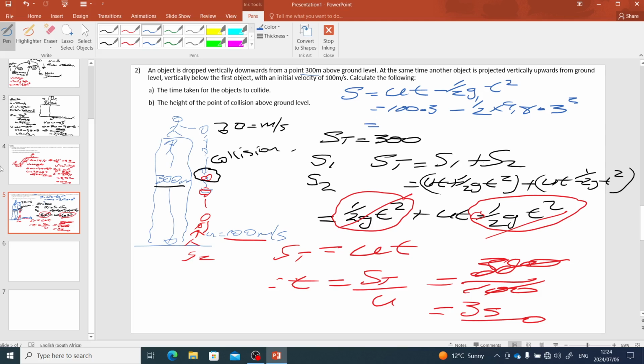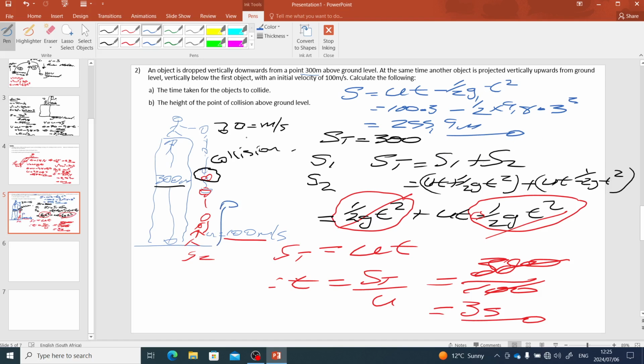Then we get our answer for the height. Let's work it out. It is 300 minus 0.5 times 9.8 multiplied by 9. Then we get our answer as 255.9 meters. The height is 255.9 meters. This is where it collided when you are looking from the bottom going up.